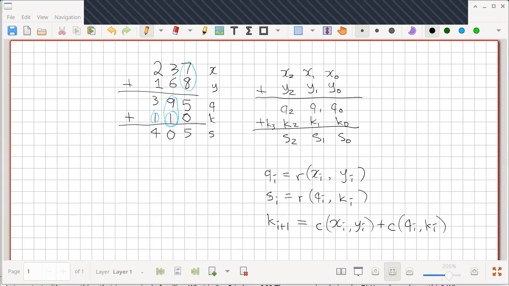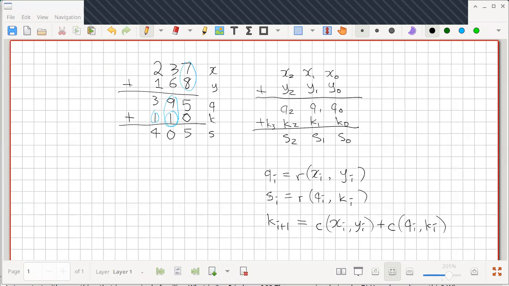Now, what is important here is the definition and the relationship between Q of I and Xi, Yi, which is already defined here. The relationship between F of I and Q of I and K of I is already defined here. The relationship between K of I plus 1 and C of X of I, Y of I, Q of I, K of I is also defined here. So this is basically a very succinct summary of what we have talked about up to last lecture.